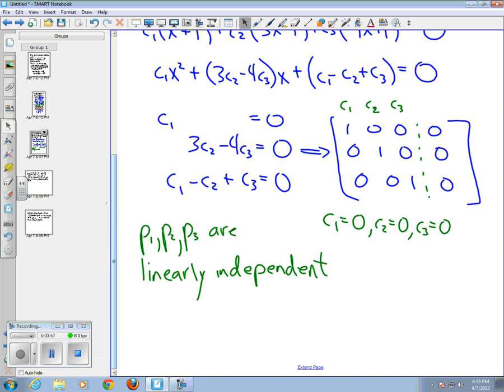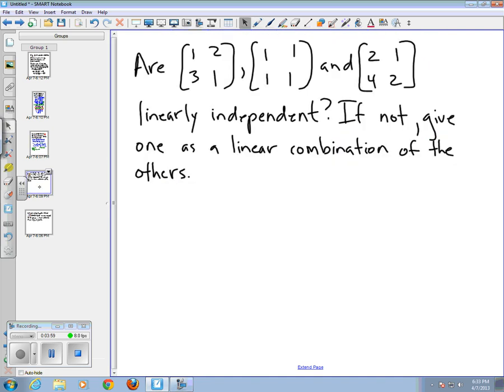For our next example, we'll go back to M22. And what I would do in this case is I would encourage you to just pause the video right now and determine for yourself whether you think these three matrices are linearly independent. And then when you're ready, push play again and see what happens here.